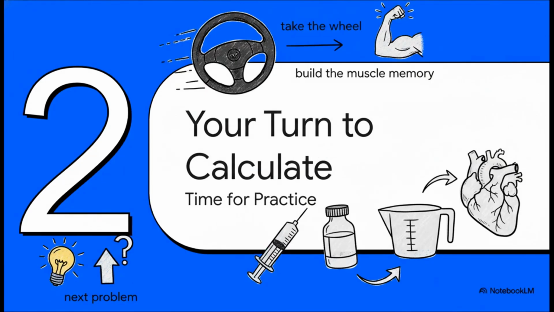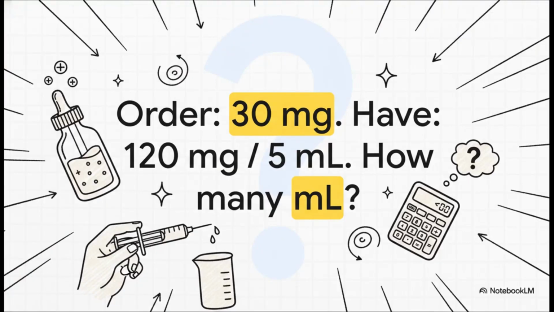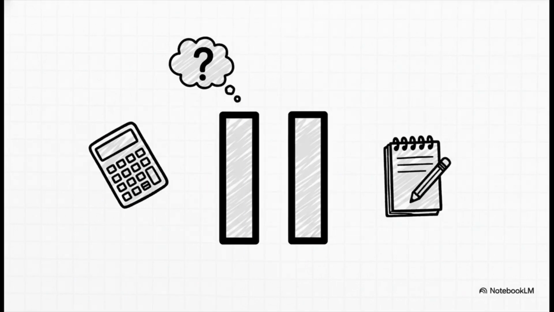All right, you've seen me do it, now it's your turn. Seriously, this practice is what builds that muscle memory so you can do this quickly and confidently when it counts. Let's get to the next problem. Okay, here's your first scenario. The order is for 30 milligrams of phenobarbital. The supply you have is 120 milligrams per 5 milliliters. So, how many milliliters are you going to give? Go ahead, hit that pause button and work it out. We'll be right here when you're ready to check your answer.